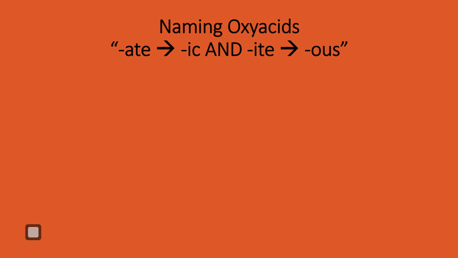Okay. Naming oxy acids. So this is probably a little tougher part about acids, is you have to first notice whether it's a binary or oxy acid. And then we have this little phrase, A to ic, I to us. A to ic, I to us.